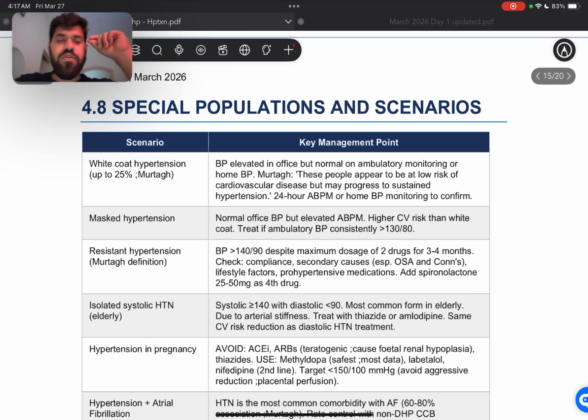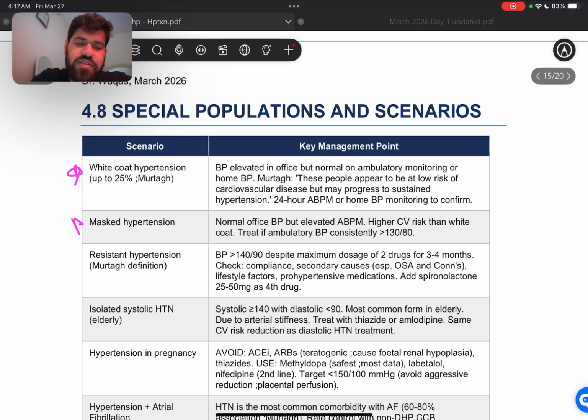All right, now moving on to the special population, as we said, we have white coat hypertension and then we have masked hypertension. White coat is elevation of the BP in the doctor's office because of white coat, and masked hypertension is that BP is going to drop because of being in the hospital, and to come around that we have to do a 24-hour ambulatory blood pressure monitoring.